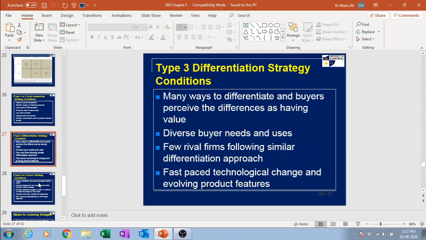the type 3 differentiation strategy. The differentiation strategy can be used in many ways to differentiate, when buyers perceive the differences as having value, when there are diverse buyer needs and uses, and when few rival firms offer a similar differentiation approach. So there are certain reasons to offer a differentiation strategy.